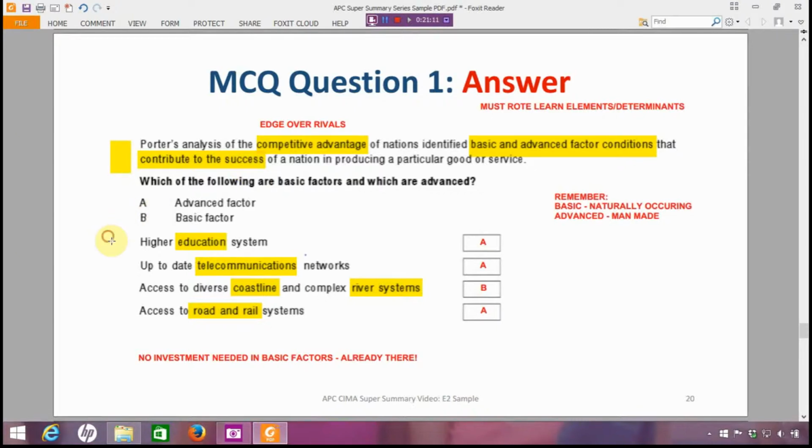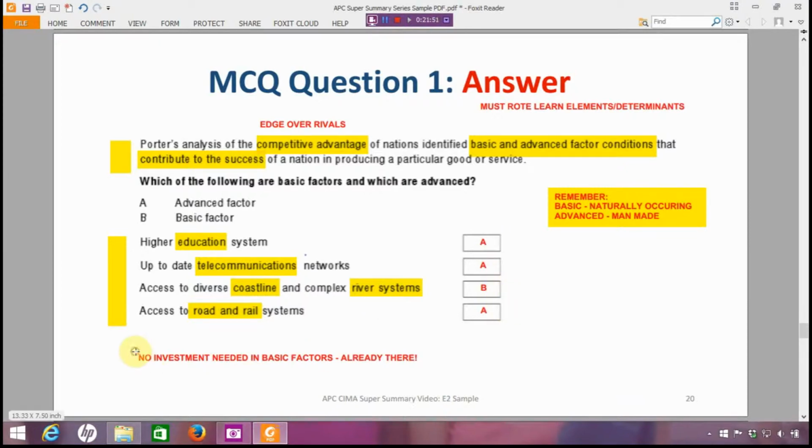So if we look down the list of 4 here, I'd draw your attention to this rule over on the right-hand side. In other words, the basic factors are naturally occurring and advanced factors are man-made. So if we scan down this area of the question, we'll see that there's really only one area here that is naturally occurring, and that is the coastline and the river system. So that must be B. Each of the other factors, education, that's certainly man-made. Comms, that's man-made. Road and rail system, that's man-made. So not overly difficult here, just A, B, A as the answer.